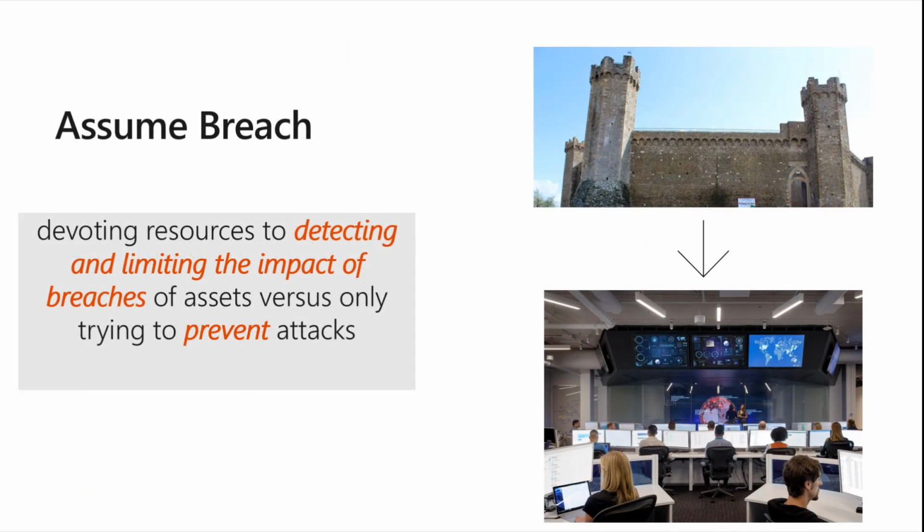Assume breach. We said this is a common theme at Microsoft. So the security posture for Azure Stack is designed to defend against modern threats and was built to meet the requirements from the major compliance standards. As a result, the security posture of the Azure Stack infrastructure is built on these two pillars. First, assuming breach. We start with the assumption that the system has already been breached, and we focus on detecting and limiting the impact of breaches versus only trying to prevent attacks.